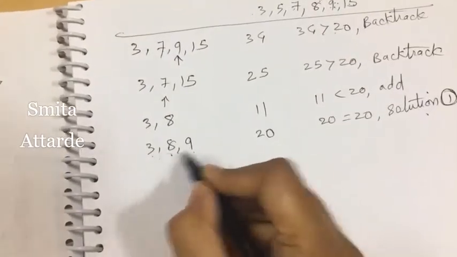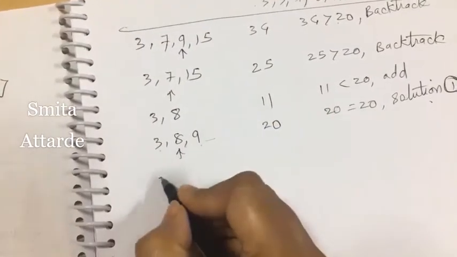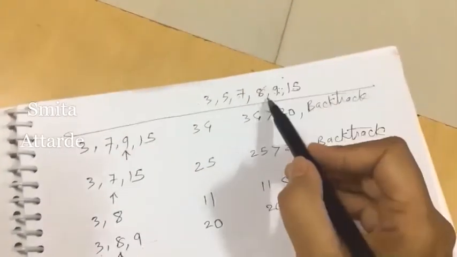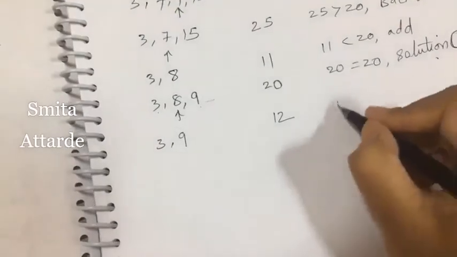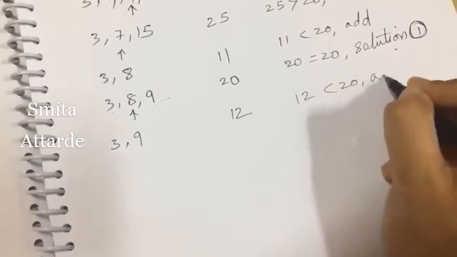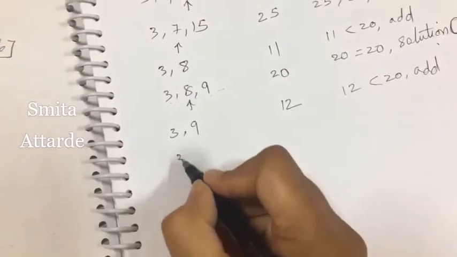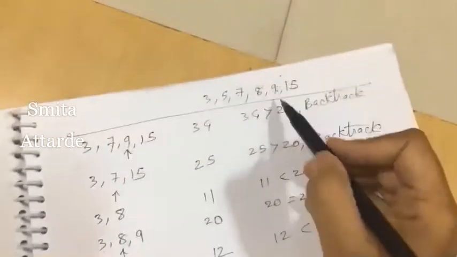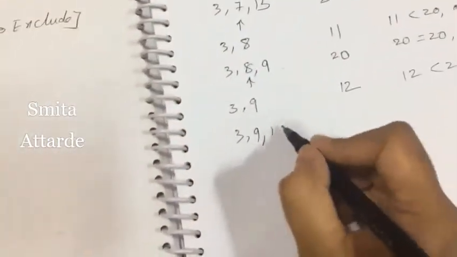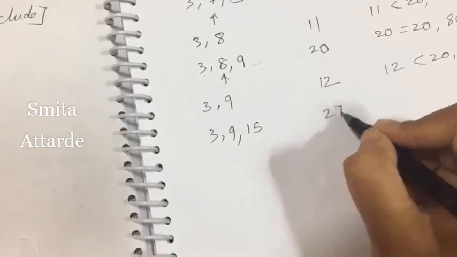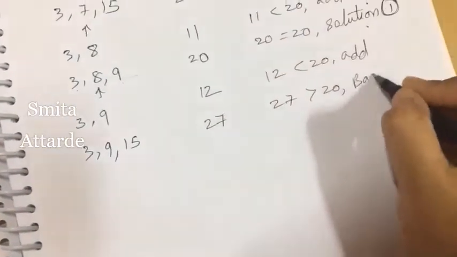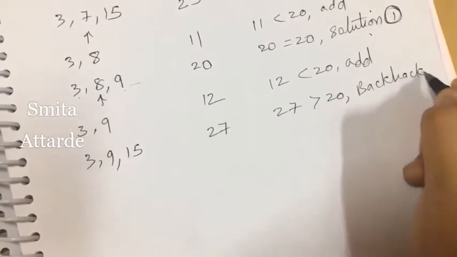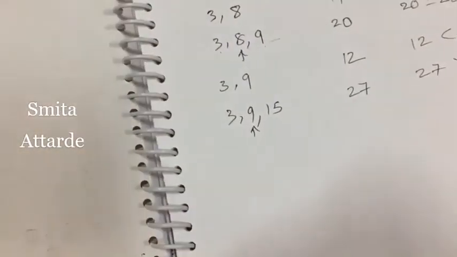Now this choice is over, so we'll change this value. Instead of 8, I'll take the next value, that is 9. This gives me 12. 12 is less than 20, so add the next element. So 3, 9. Now 9's next element is 15, so I'll add 15. This gives me 27. So 27 is greater than 20, so I'll backtrack.